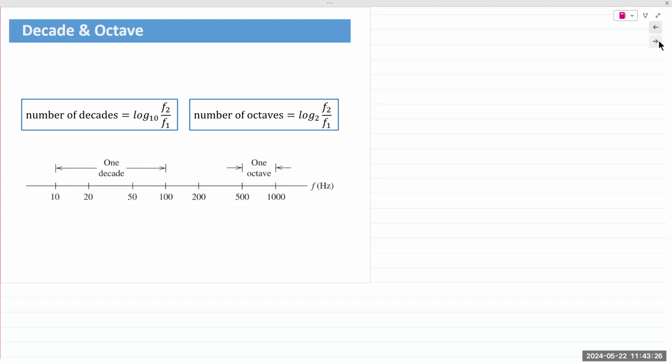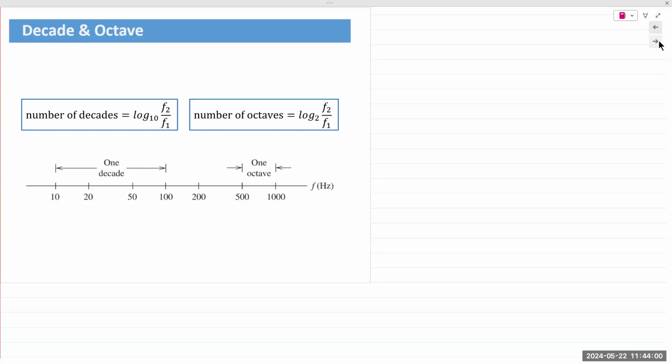Basically, if the ratio of the change of two frequencies is 1:10, it is 1 decade of frequencies. If you go from 1 hertz to 10 hertz, it's a change ratio of 1:10. So 1 hertz to 10 hertz is 1 decade of frequencies. If you go from 10 hertz to 100 hertz, the ratio of change is still 1:10. Hence, 10 hertz to 100 hertz is also a decade of frequencies.